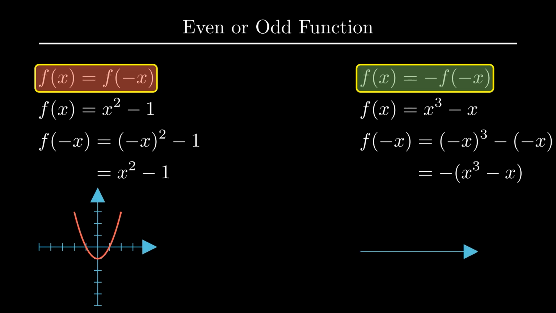Similarly, if a graph is symmetric about the origin, then the function is odd. And as you can see, the graph of this function is indeed symmetric about the origin. Let's now move on to the next property of functions, which is increasing, decreasing, and constant functions.